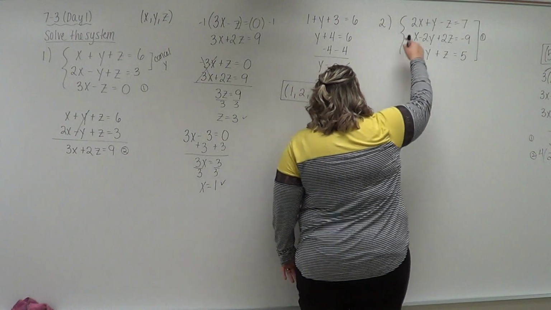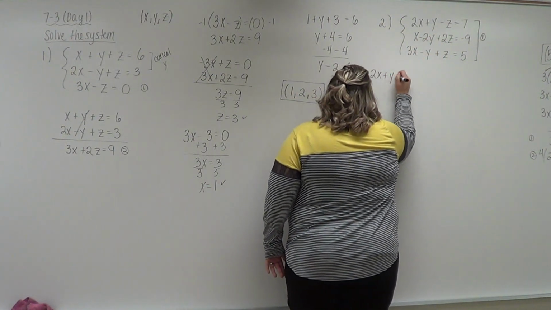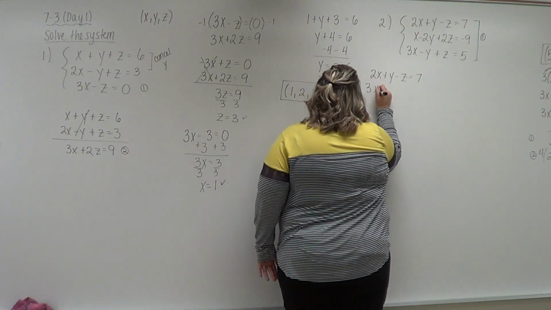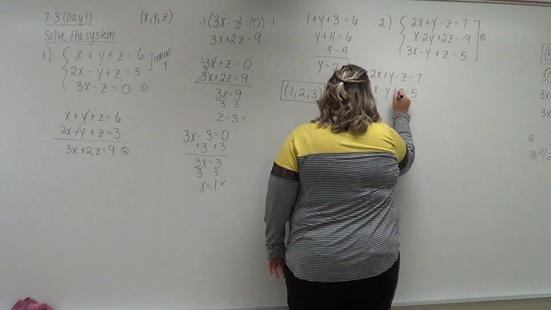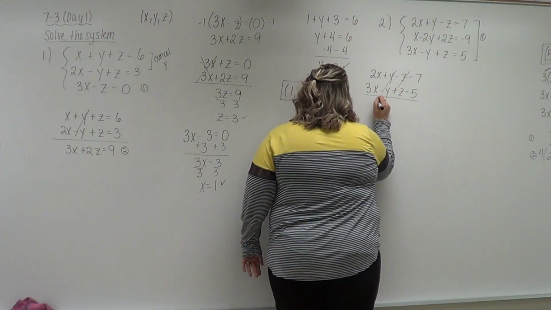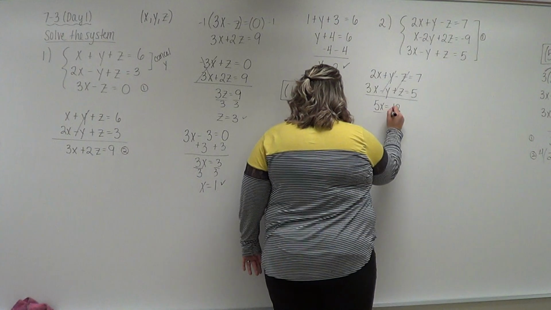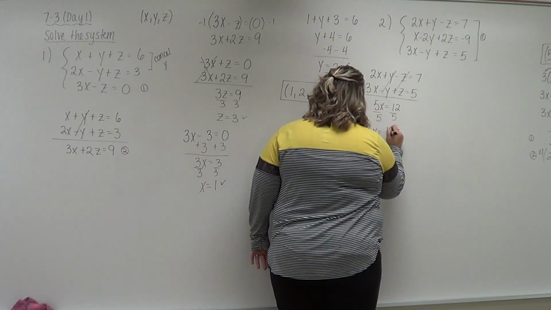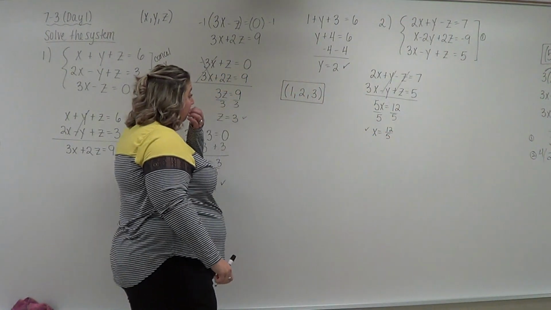Why do I think those are easy? Because one's already a positive and one's already a negative. So if I put these together and cancel the y's, I also notice that the z's cancel, so I get 5x equals 12. This I can go ahead and solve. It gives me that x is 12/5. So technically I already have one part solved.